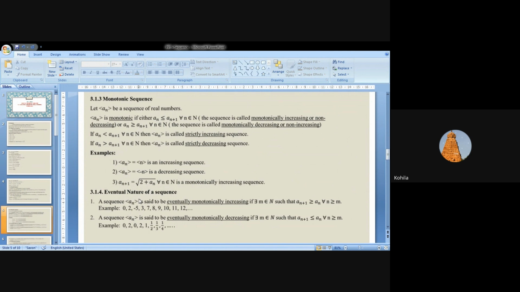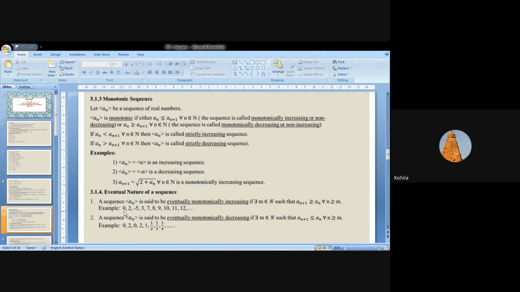Next definition, the eventual nature of a sequence. This is a rare case, even though you can note it down. A sequence a_n is said to be eventually monotonically increasing if a_{n+1} is greater than or equal to a_n after some stage, that is, for every n greater than or equal to m. Look at this example; using examples, you can understand these definitions clearly.